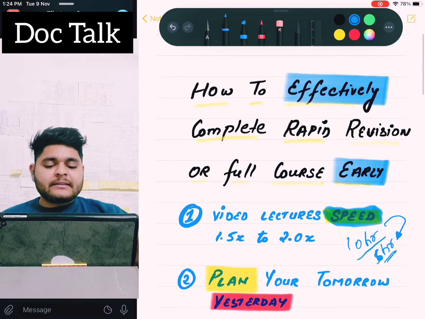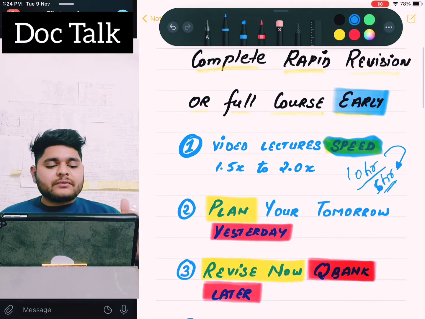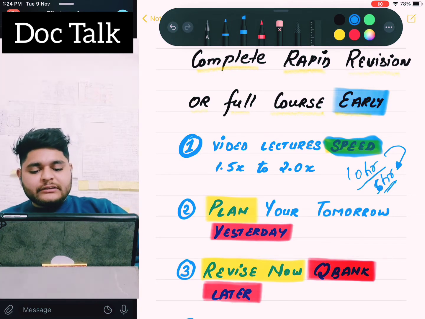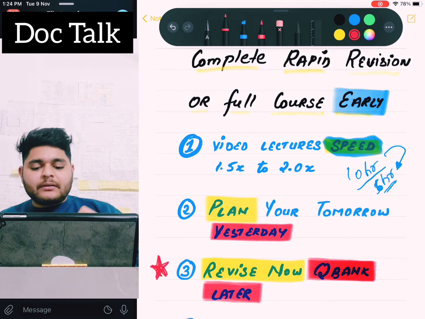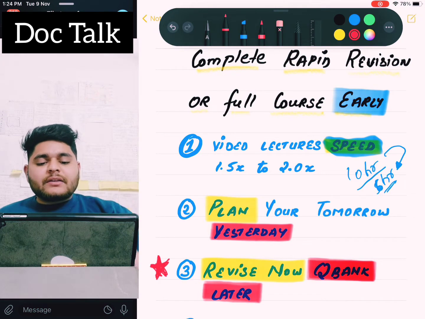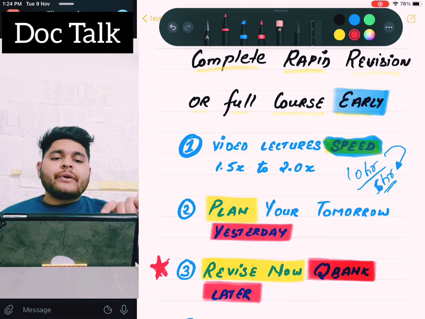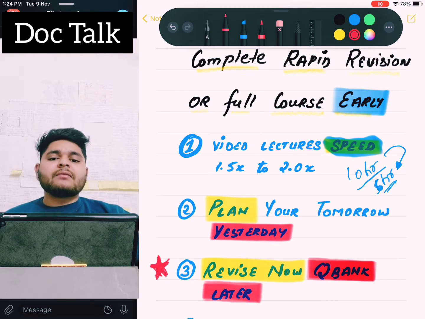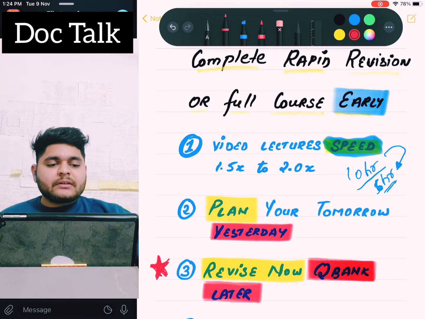Now the third thing is revise now, Q bank later. Now this one is a little controversial, I say. Now why controversial? I'm putting a star here because not so many people agree with this one. What I'm saying is, if it's the first time you are watching a video lecture and doing a subject, and then you do its Q bank on the next day, I don't think that will be very beneficial. You should know the subject first, then you should do the Q banks, then it will be beneficial. Now that's my theory, that's why it's controversial.